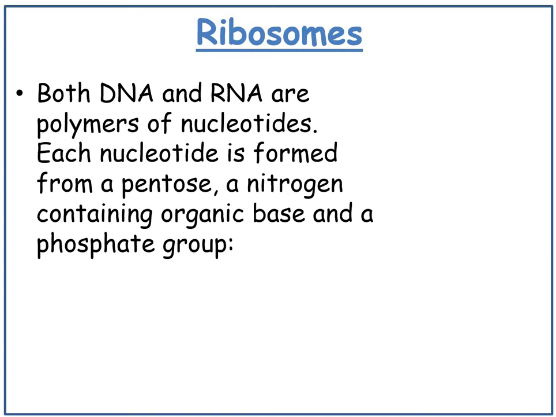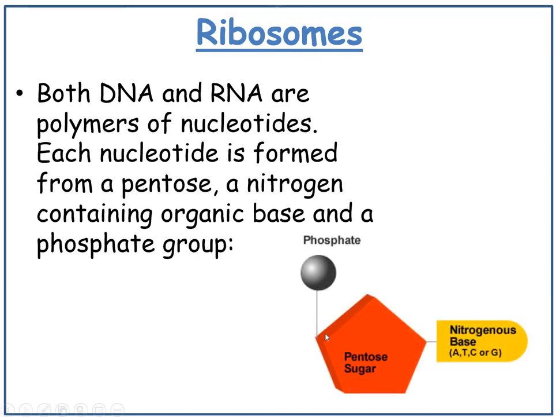Both DNA and RNA are polymers of nucleotides. So each nucleotide is the monomer which makes up the polymer. And each nucleotide is formed from a pentose sugar, so a 5-carbon sugar, a nitrogen containing organic base, so adenine, thymine, cytosine, or guanine for DNA. In RNA, the thymine is replaced with uracil. So you've got the pentose sugar, a nitrogen containing base, and a phosphate group.